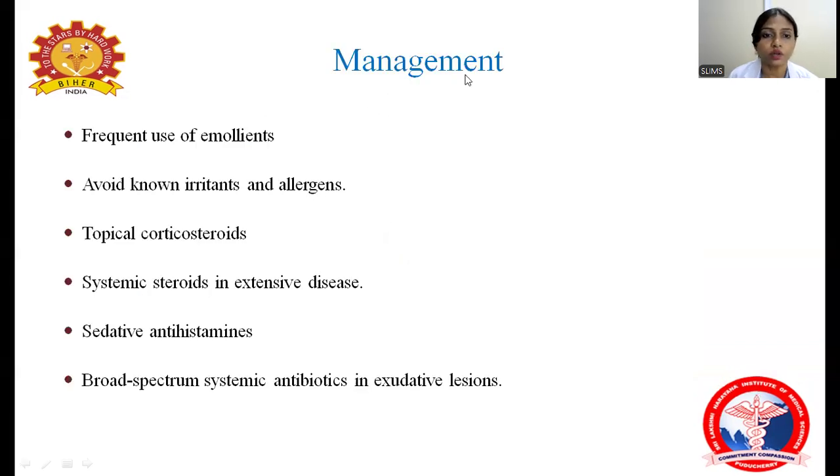How will you manage a case of allergic contact dermatitis? Emollients can be used frequently to deal with the dryness of the eczema, and the patient should be asked to avoid any known allergens or irritants. Topical steroids are the mainstay of treatment. When the disease is very severe, we can also go for systemic corticosteroids. Antihistamines are usually given for the management of eczemas because of the intense itching associated with them, and they can be sedative antihistamines. Broad spectrum antibiotics can also be given when there is a secondary bacterial infection. So the treatment is tailored to the needs of the patient. There is not one single treatment which is common to all.